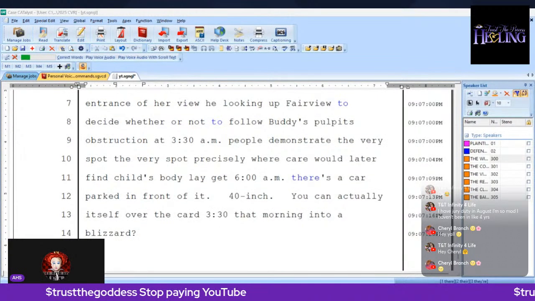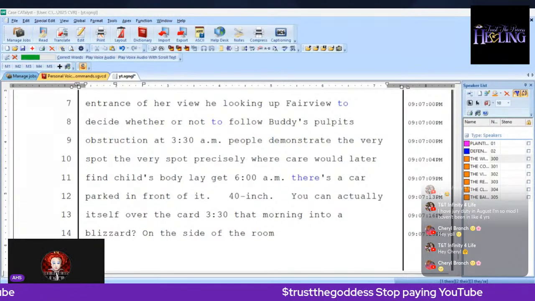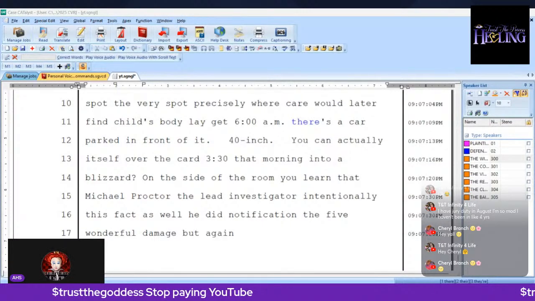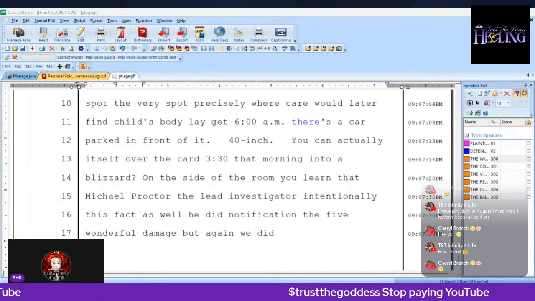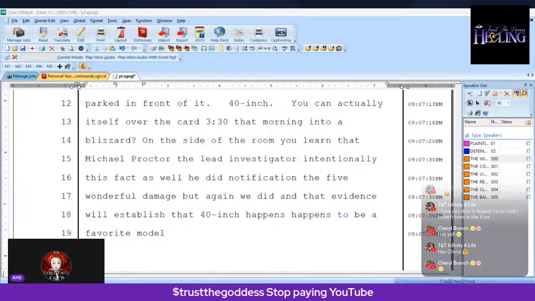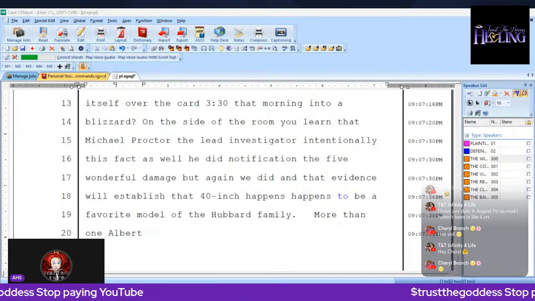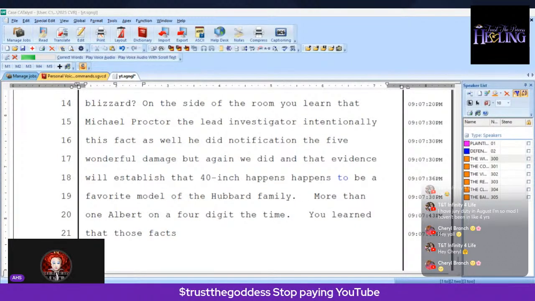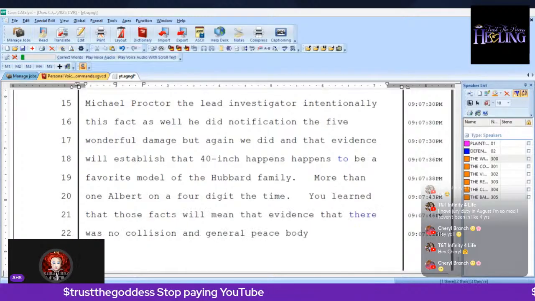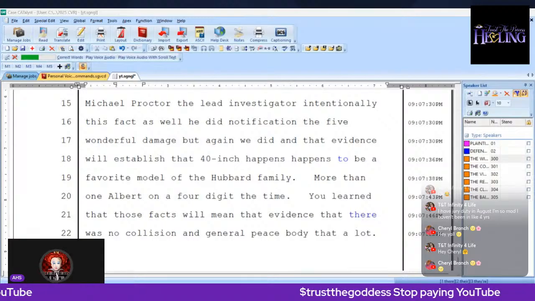You'll learn that Michael Proctor, the lead investigator, intentionally ignored this fact as well. He did no investigation to find out who owned a Ford Edge. But again, we did. And the evidence will establish that Ford Edge happens to be a favorite model of the Albert family. More than one Albert owned a Ford Edge at the time. You'll learn that those facts will add to the mounting and overwhelming evidence that there was no collision and John O'Keefe's body was moved onto that lawn. You'll find that this is yet additional reasonable doubt in the case.